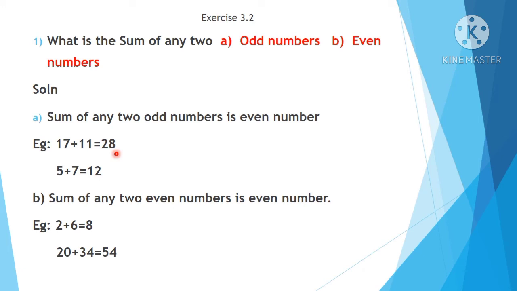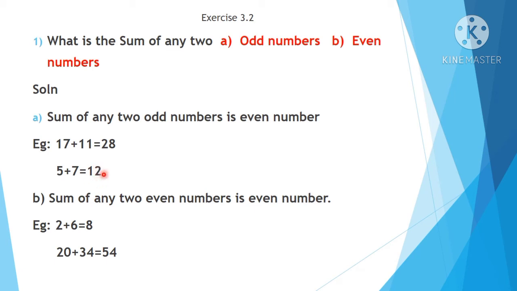So what is in the ones place? 2, right? In 12, what number is in the ones place? 2. So it is an even number. So when you add any two odd numbers, take any number. You can check it, children. You can take any two odd numbers and add and see. You will get the answer as an even number.